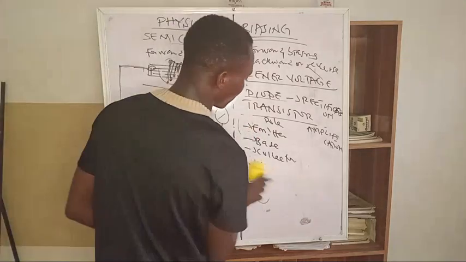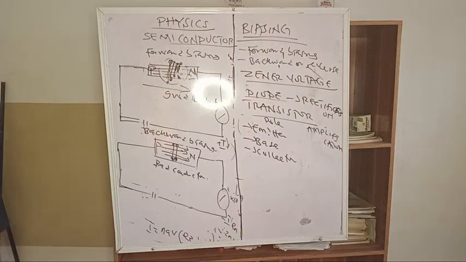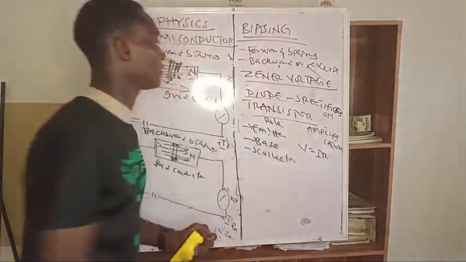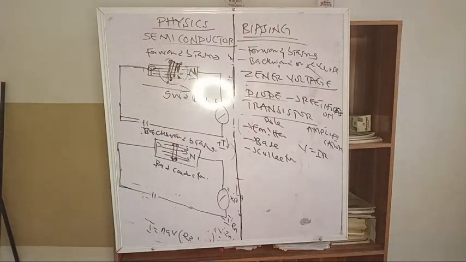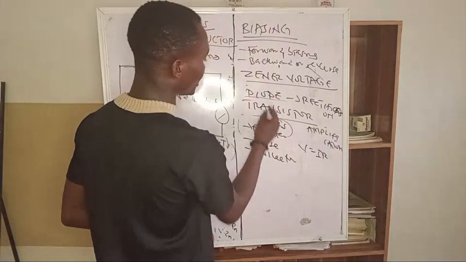Now let us move straight away to what Zener voltage is. Zener voltage, I said, is also called breakdown voltage. You remember that from Ohm's law, we have V equal to IR. I've stated that the function of diode is rectification and of transistor is amplification. For transistor, I've mentioned the poles, and there are 2 types of transistor.